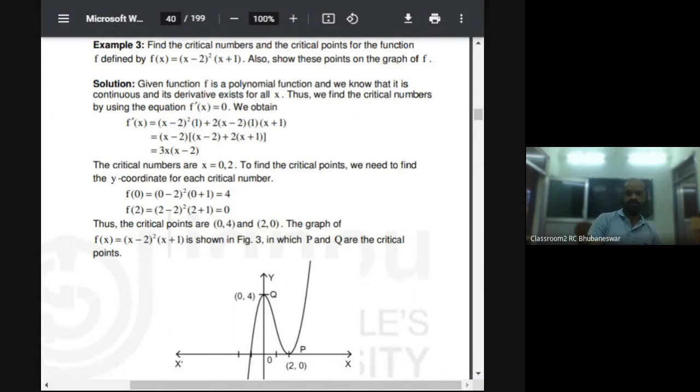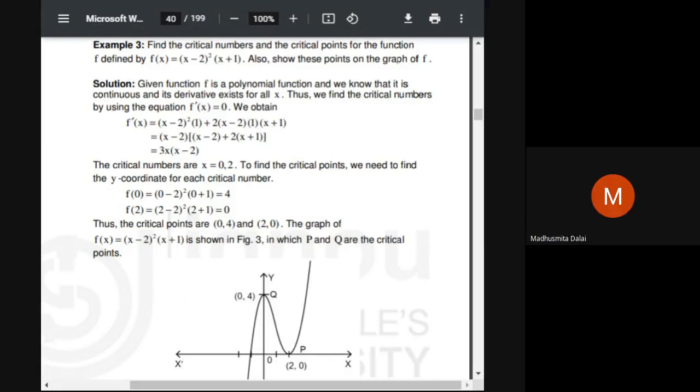Now we equate the result f dash x equal to 0. After equating, we get the values of x, and these are 0 as the first one, and 2 as the second one. We found that these are the two numbers, x equal to 0 and x equal to 2, known as critical numbers. A question was asked: for this function, why have we taken x equal to 0 and 2, given that our function has x minus 2?